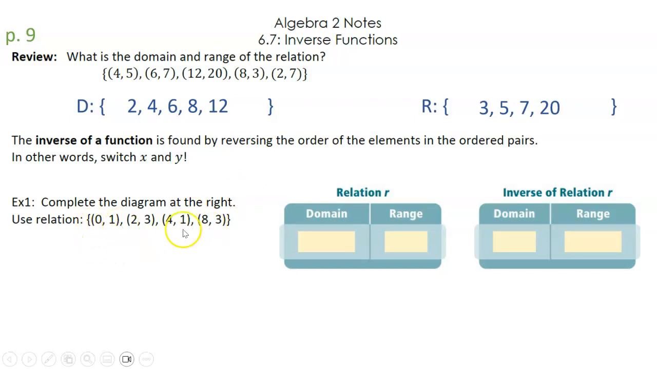So if our original relation was (0, 1), (2, 3), (4, 1), (8, 3), if we find the domain and range, looking at the x and y values, for the inverse of the relation we're just going to flip the order. So the domain would be 1 and 3, and then the range would be 0, 2, 4, and 8.